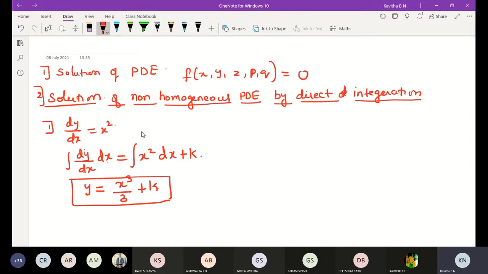In module 2, we used the complementary function, particular solution, variation of parameters, Legendre's and Cauchy's methods and all. We can also find the solution using the direct integration method.